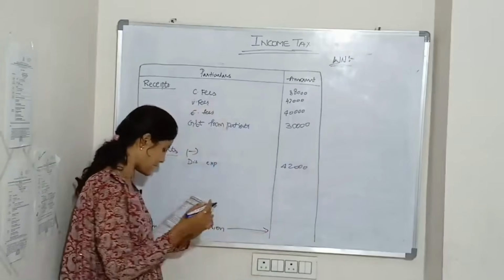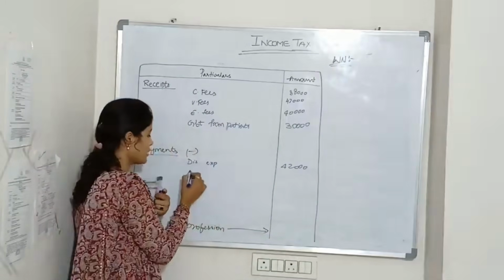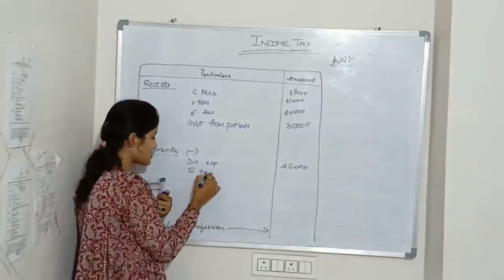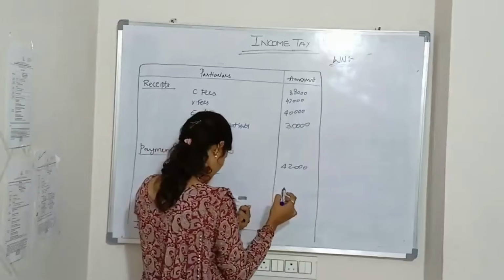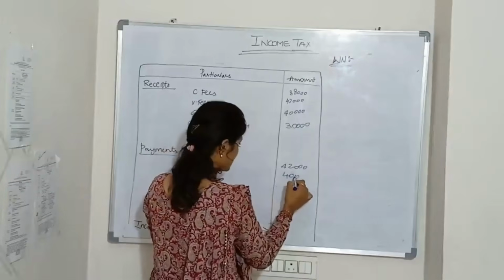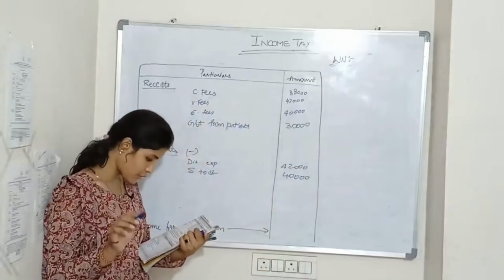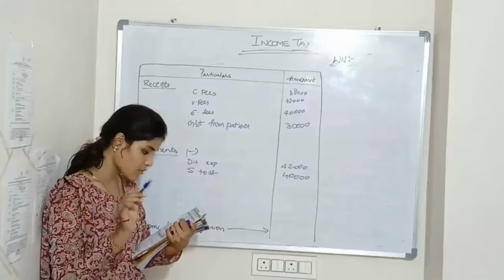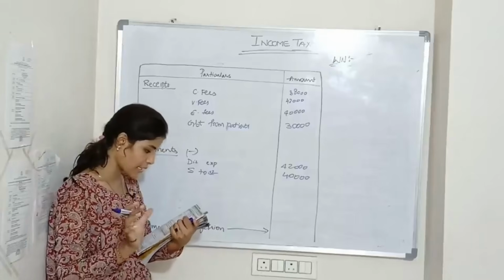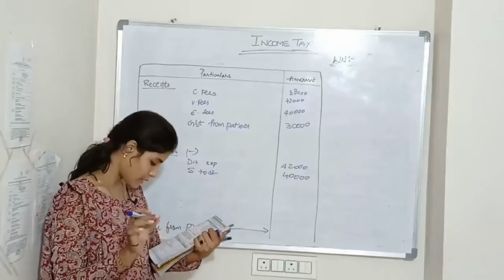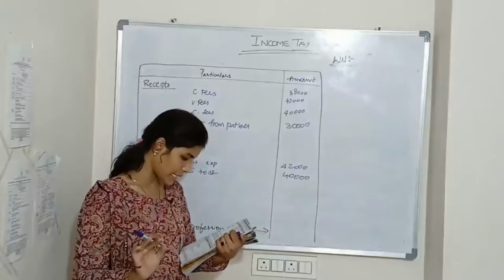And next, salary to staff. How much? 40,000. So I am writing briefly. Cost of medicine is 20,000. Just take it. Surgical equipment also is an asset. You should not take it.